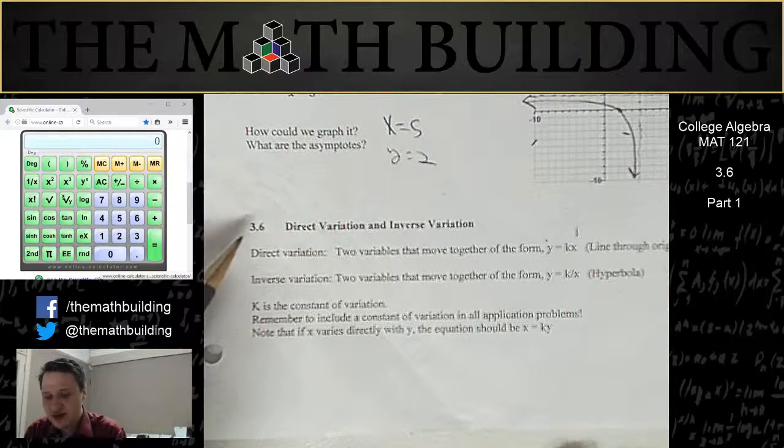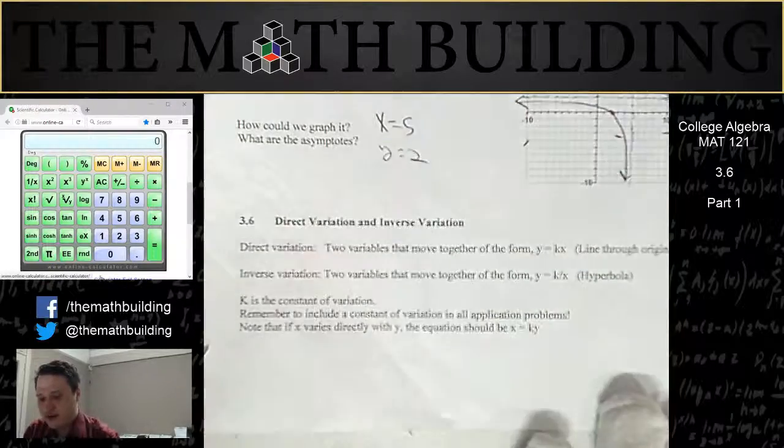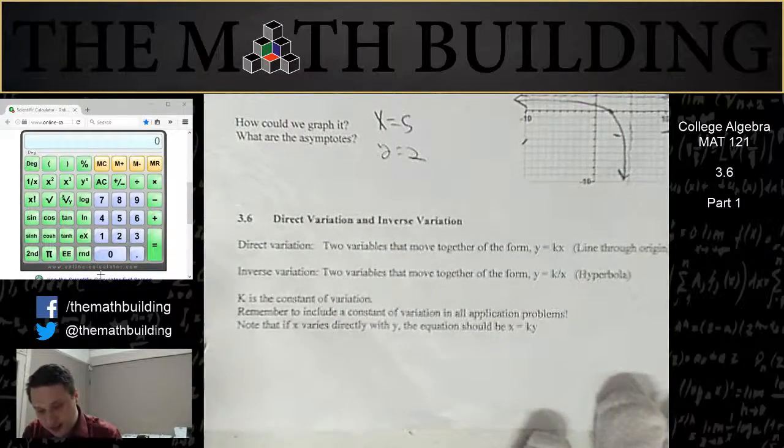We're on the last section of the first half, section 3.6. We're going to finish with something a little easier, direct and inverse variation. So let's talk about them.